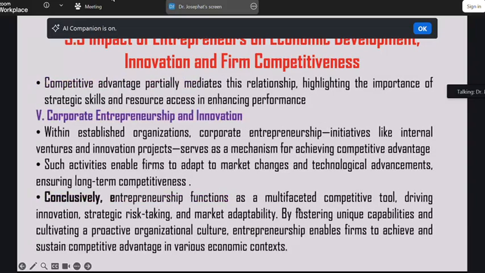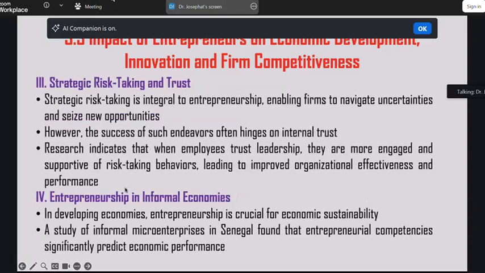The fifth point, we talk about corporate entrepreneurship and innovations. Hapo tunaangalia kwenye upande wa informal, but also we can talk about the part of corporate. Sielewa vizuri hapo kwenye entrepreneur in informal economy. Okay, thank you. So whenever we talk about entrepreneurship in the informal economy, tunaangalia those organizations or firms that are not recognized by the regulatory authorities.